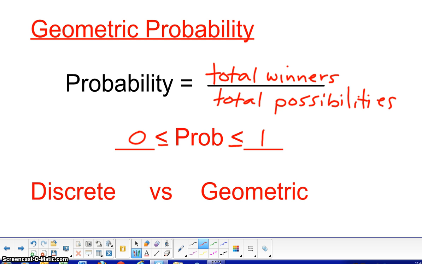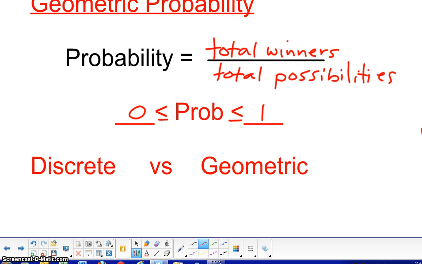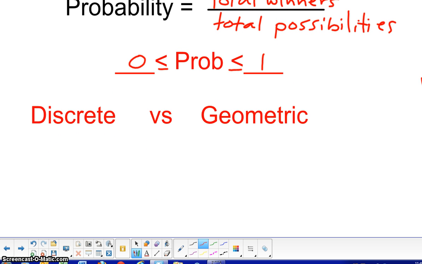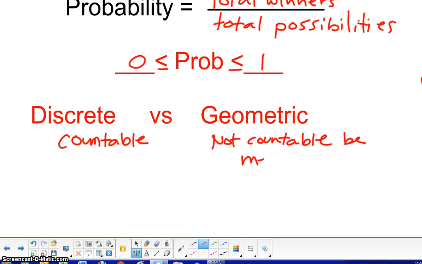Okay, there's two types of probability that we're going to be discussing, and that is discrete versus geometric. Discrete are probabilities that are countable. And geometric are not countable. And you'll most likely see geometric probabilities when we are measuring length or area or angles of rotation. Okay? And I think I spelled that right. Maybe there's an E in there. I don't know. Okay, anyway, let's go on to some examples.